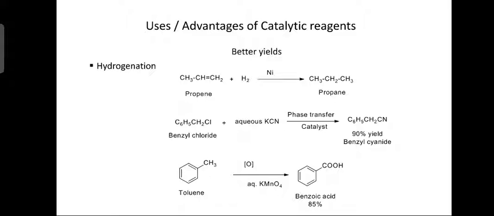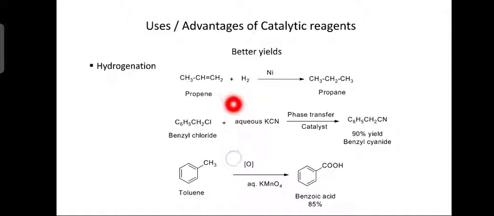Now, uses or advantages of catalytic reagents. So, better yields. This is one of the advantages of catalytic reagents. Under this we are going to study 3 examples: hydrogenation, then reaction of benzyl chloride with aqueous potassium cyanide, and then oxidation of toluene. Now, first one is hydrogenation. Propene undergoes hydrogenation in the presence of nickel catalyst to give propane. So, an alkene gets converted into an alkane. So, this is the hydrogenation reaction.